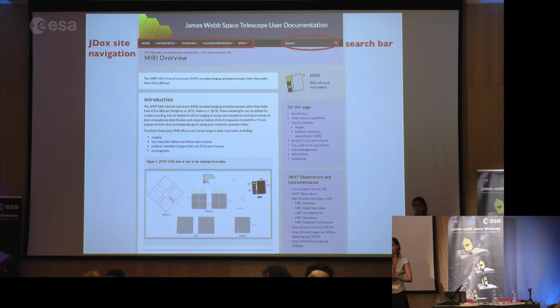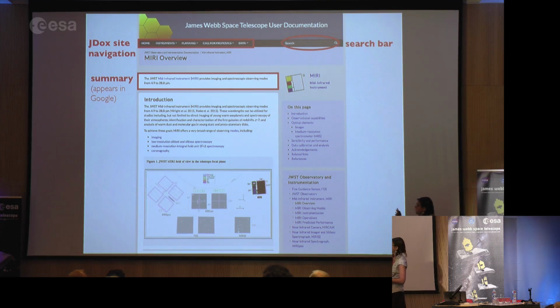We also have an internal search bar, which navigates through JDOX itself. So if there's a topic that you want more information about, you could just search within that search bar, and it'll only bring up results from JDOX. So that's a complement to Google, where you could get multiple web pages that have similar search terms. This will be JDOX specific. The top box is the summary. This is what appears in Google when you search for something.